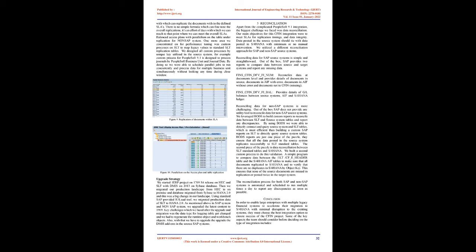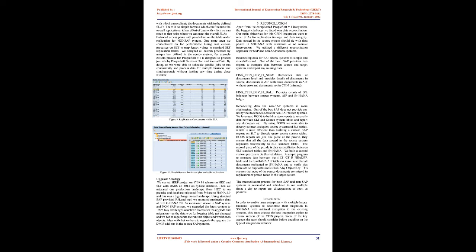Performance optimization. Another challenge which we faced was to optimize the performance of the replication. Our business team has certain slots for the replication of documents. The number of documents replicated from SAP application and non-SAP legacy systems is huge, so to meet those slots we turned on the parallelism in advance replication feature, with which we can replicate the documents within the defined slots. There is no simple formula which can fine-tune the overall replications. It's an effort of days to reach the point where we can meet the overall SLAs. Balanced access plans with parallelism on the table under replication for non-SAP system.